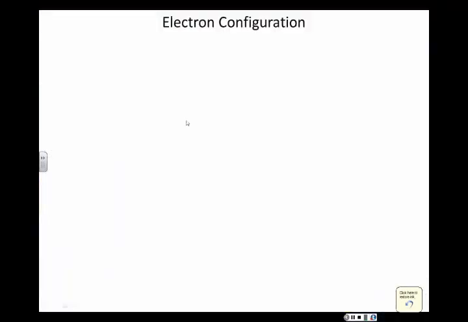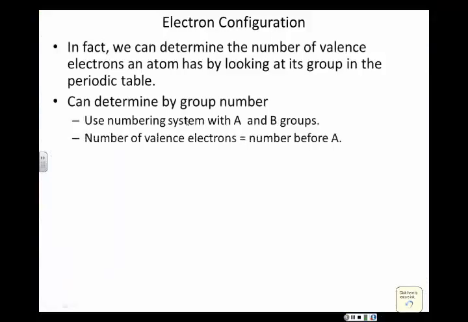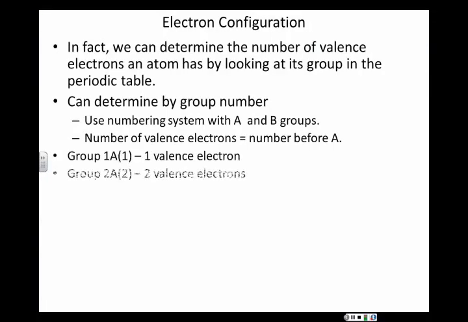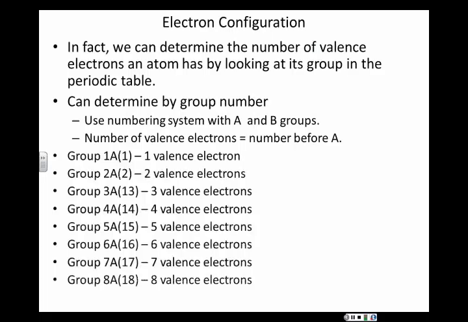So, as I was saying, using the group numbers, you can figure out how many valence electrons you have. Group 1A has 1, 2A has 2, and so on and so forth, all the way up to the noble gases.